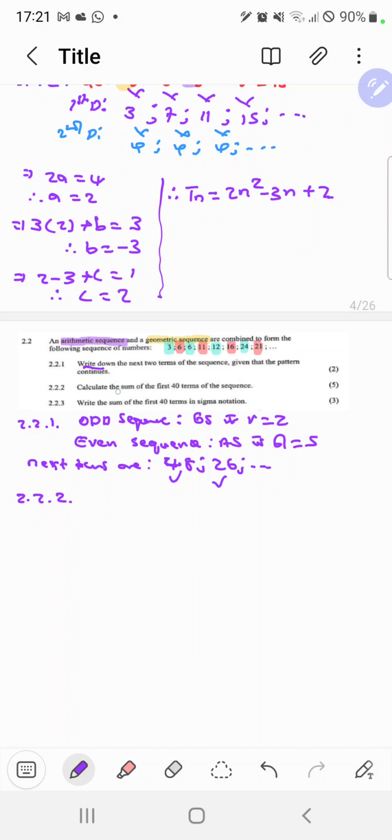2.2.2. They're saying now calculate the sum of the first 40 terms of the sequence. So that's not a problem. We can answer this one this way and say S40 is going to be S20 of the GS plus S20 of the AS, arithmetic sequence. Well, this is fine because it makes sense. Why? You think about it. You choose an even number of terms.